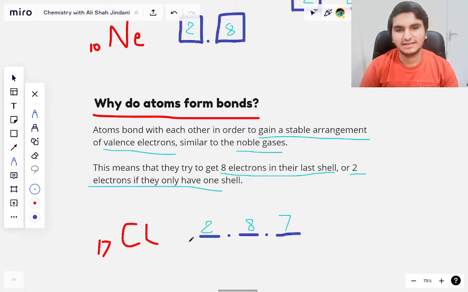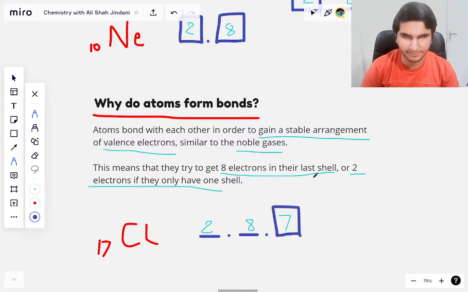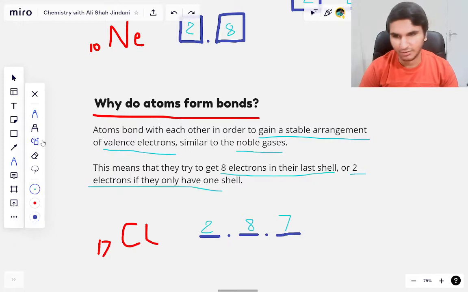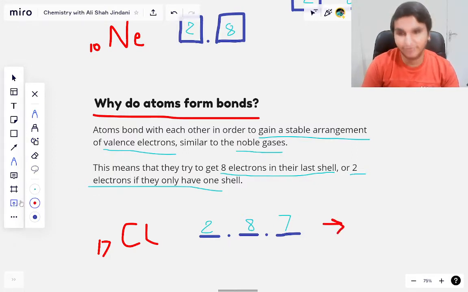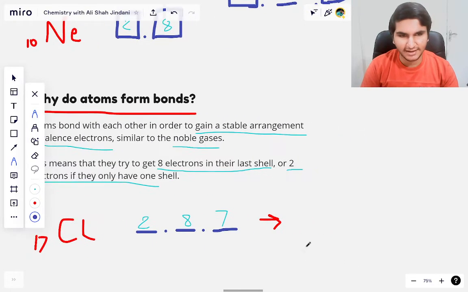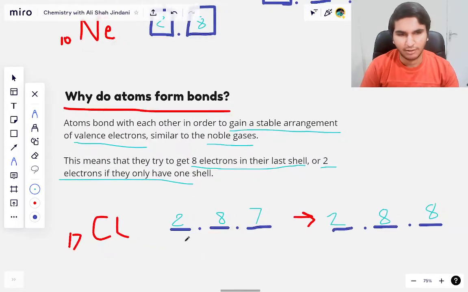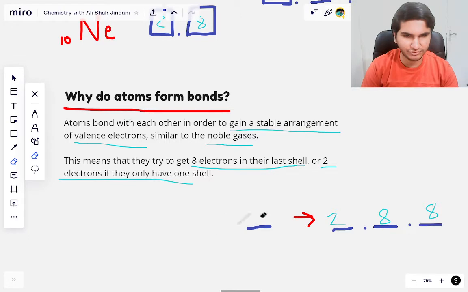So you can see that chlorine has 2, 8, 7, and if you know about stable arrangement, we need an 8 over here. So what do we do to get an 8? Obviously we are going to discuss it, but just to give you an idea, we are somehow going to bring this to 2, 8 and 8.